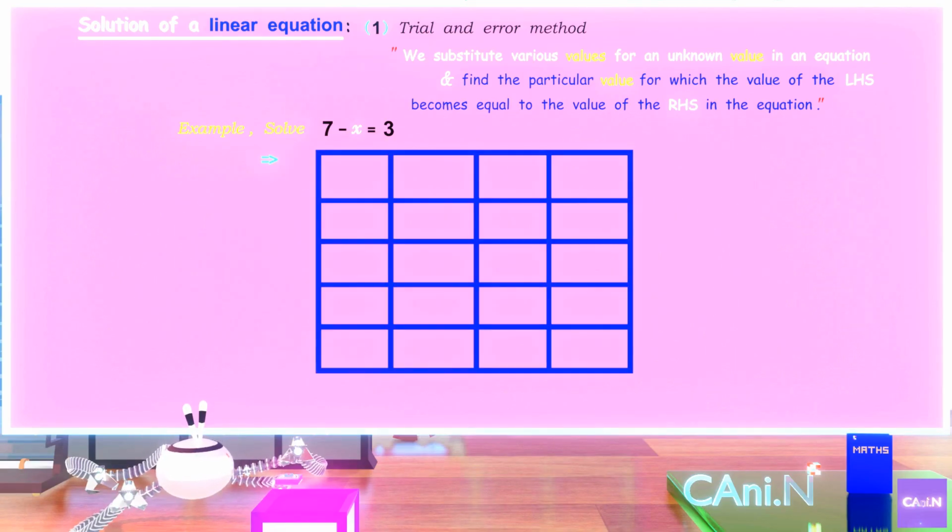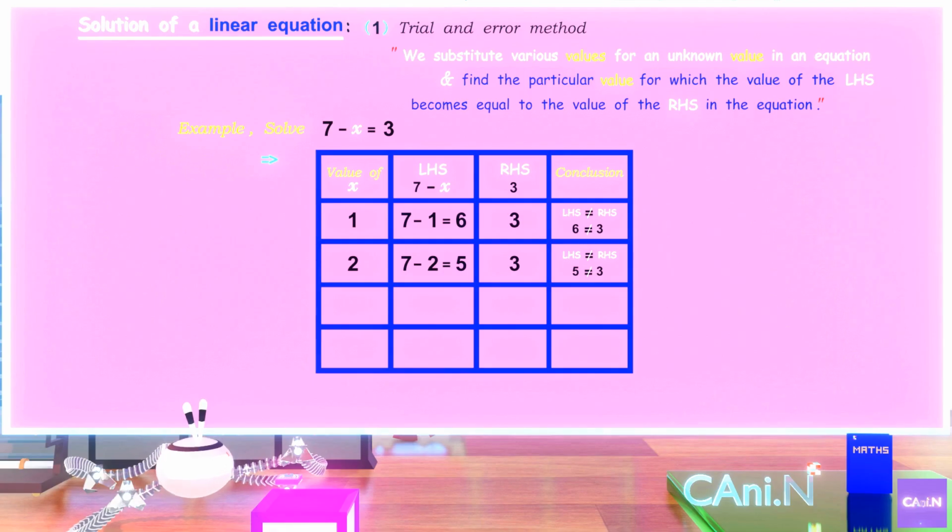Consider the table. In the first column we have the value of x. In the second column we have the LHS of the given equation, 7 - x. In the third column we have the RHS of the equation, 3. And in the fourth column we have the conclusion. Now, if we substitute the value of x as 1, we get LHS as 7 - 1 = 6. RHS does not have any variable, so the value remains the same, that is 3. Conclusion is, LHS is not equal to RHS, since 6 is not equal to 3.